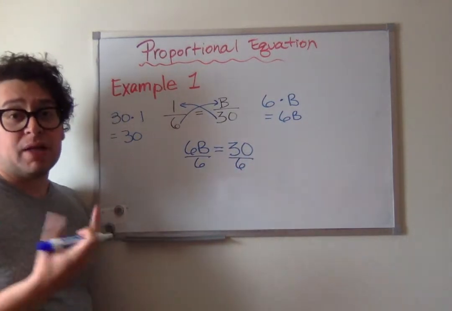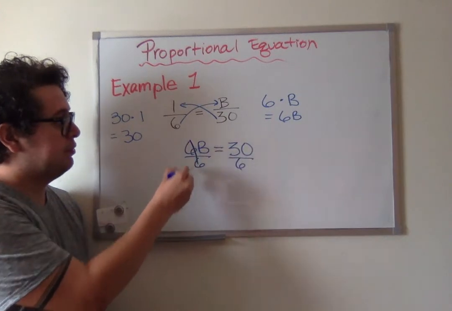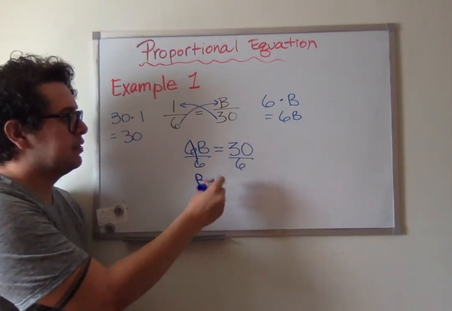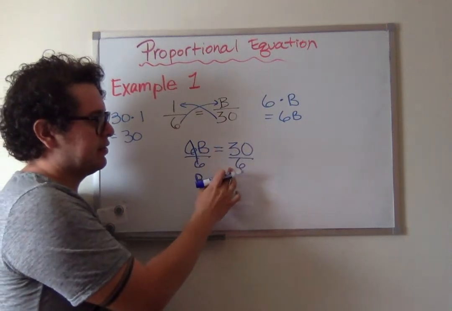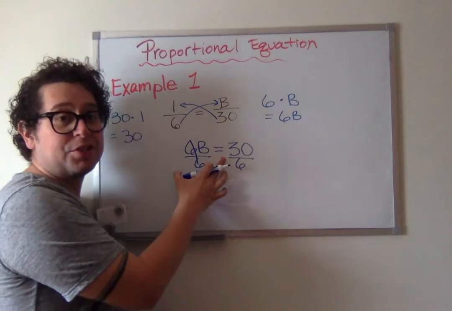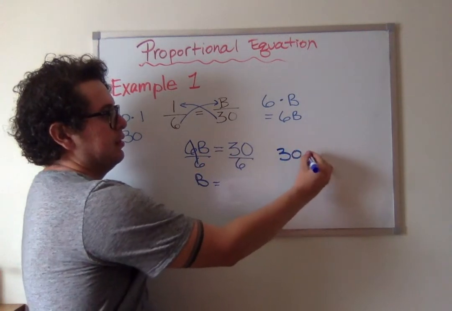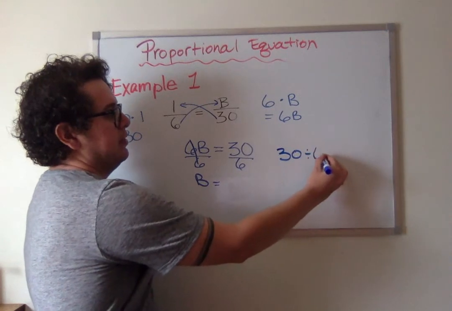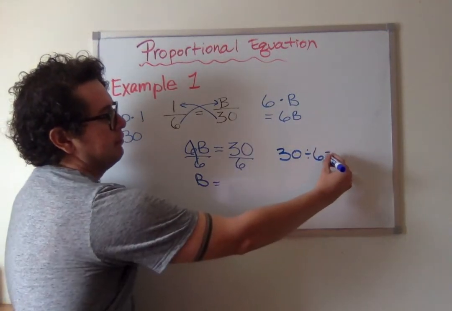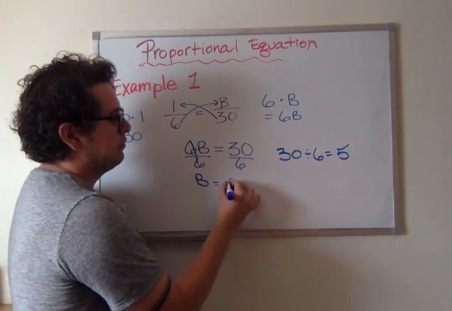Okay? And we're almost finished here. 6 divided by 6 is 1, so we get 1b equals 30 divided by 6. So remember, this looks like a fraction, but the line means division, right? So I can think of this as just being 30 divided by 6. Well, that equals 5. So then b is going to equal 5.